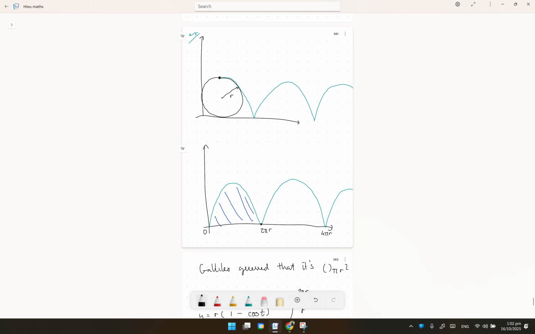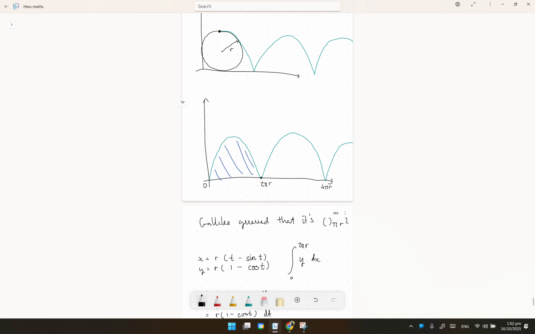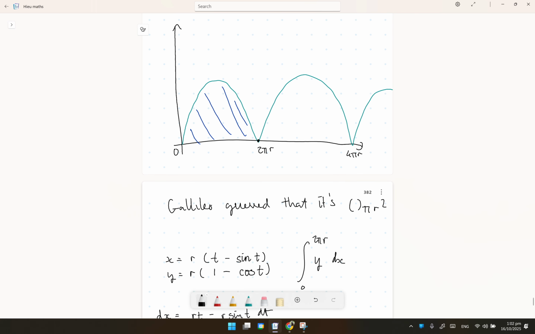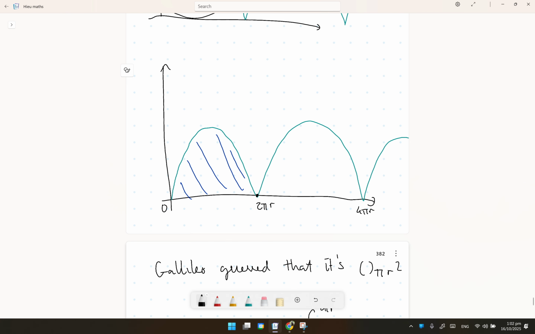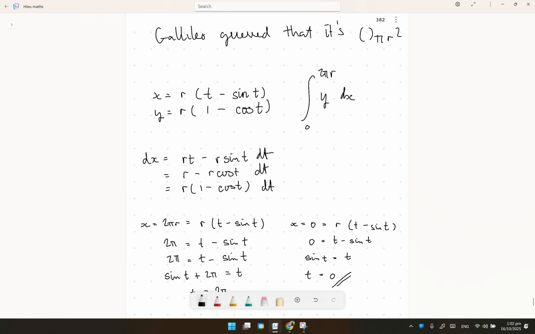Okay, so this is a really famous example. It's called a cycloid, right? Where you have a point on a wheel with radius r, and then you roll it and you track this point. This is what you get. It was famous because Galileo guessed that the area underneath one of these arches is equal to something multiplied by pi r squared, but he doesn't know what constant it is. So let's try to do it.